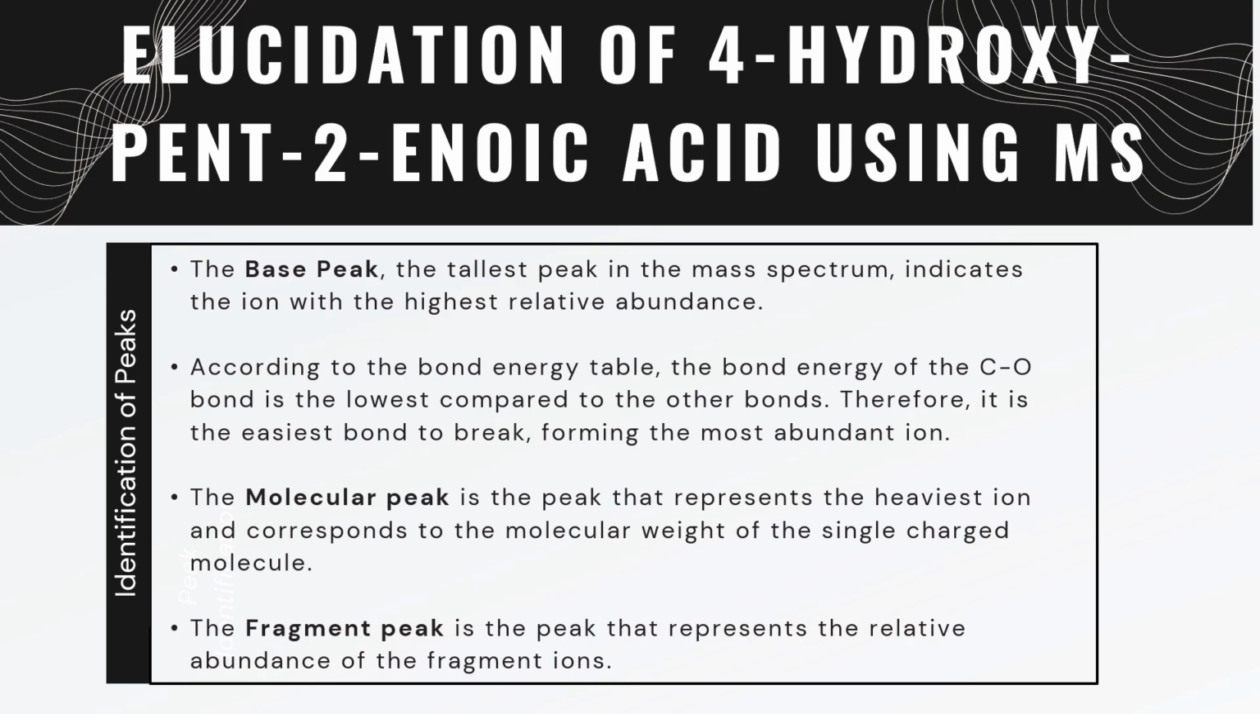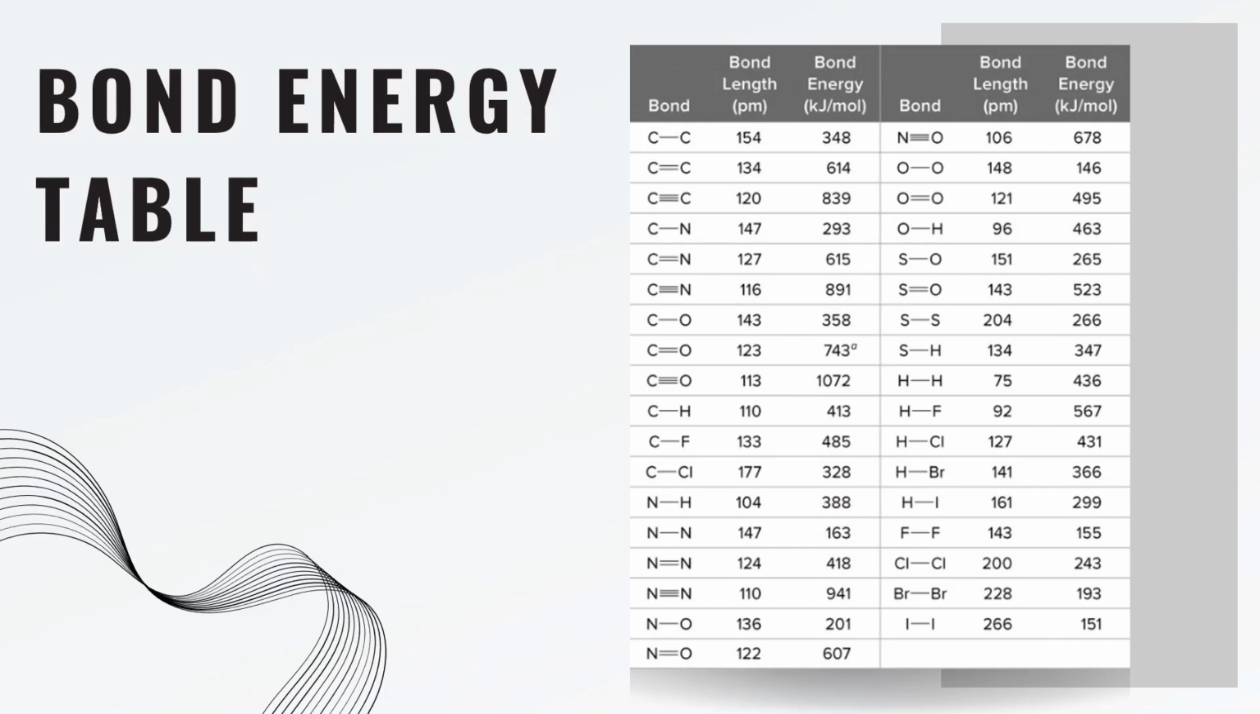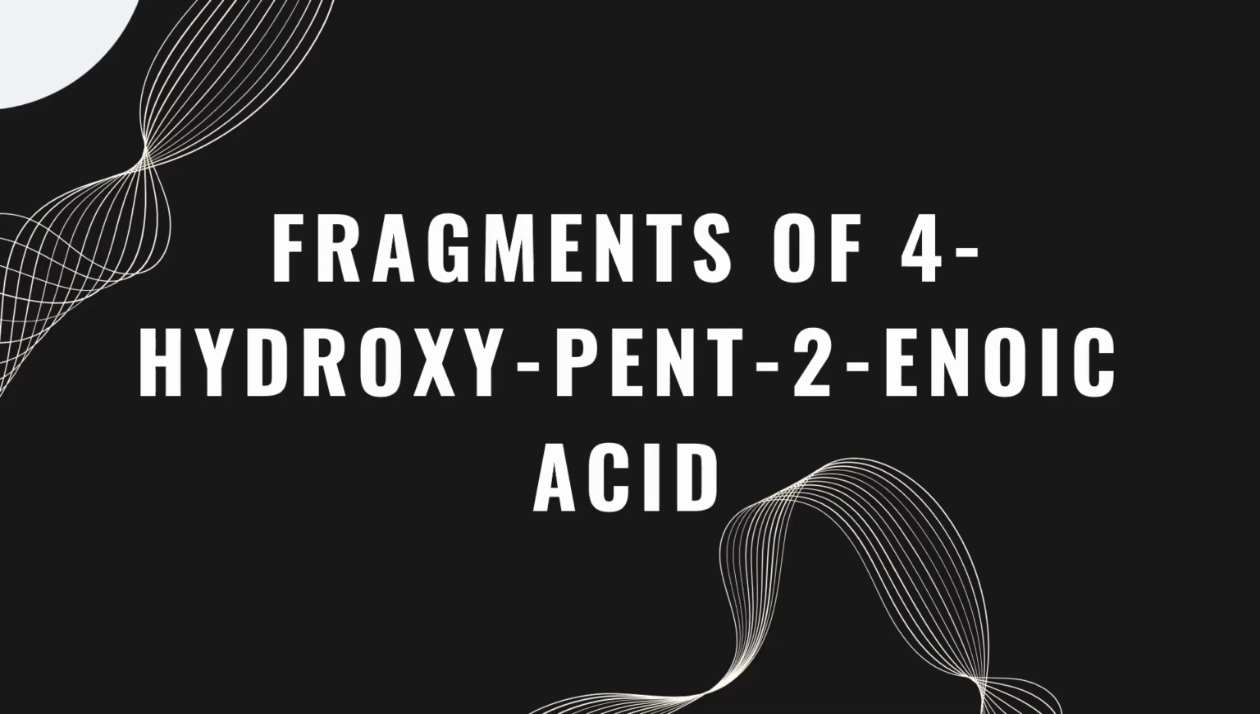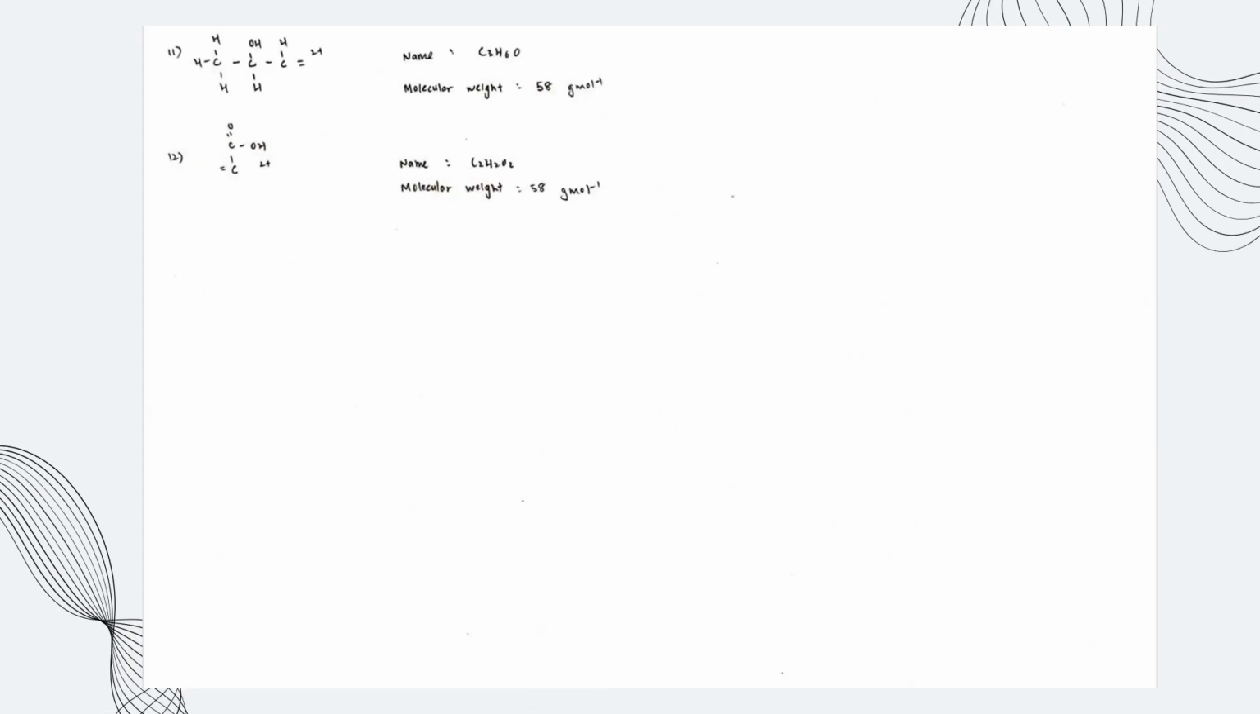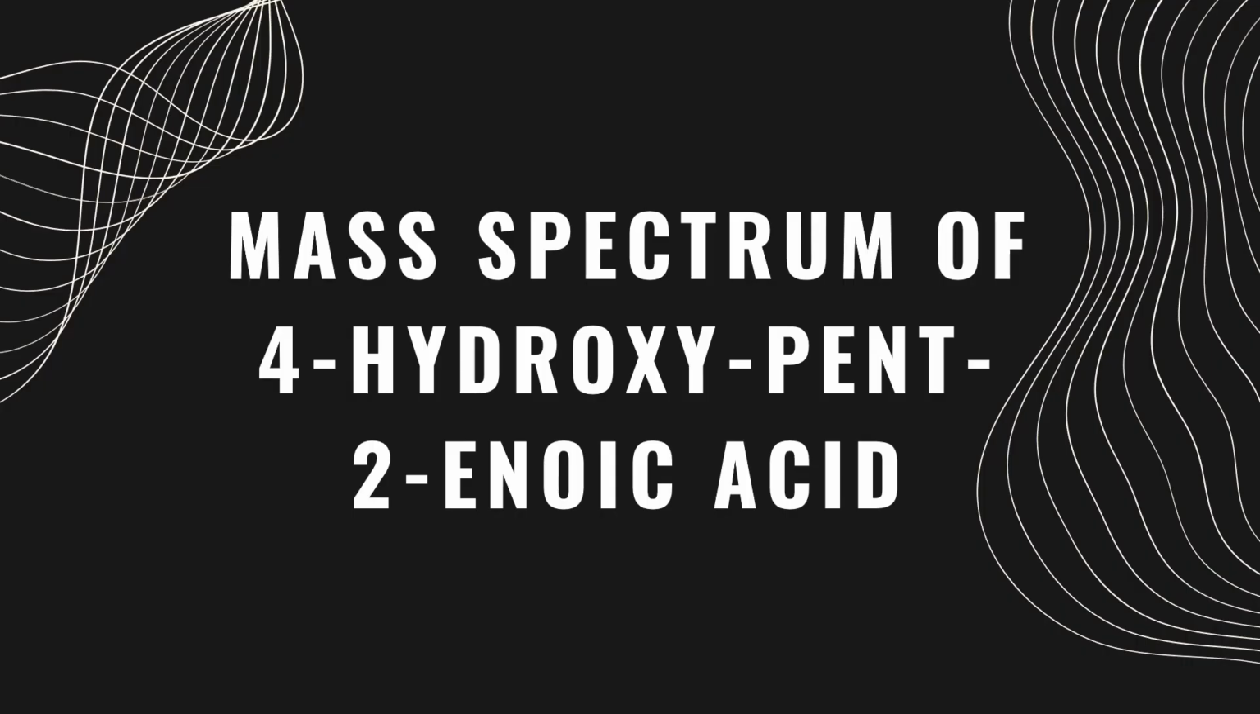Next, the molecular peak is the peak that represents the heaviest ion and corresponds to the molecular weight of the single charged molecule. The fragment peak is the peak that represents the relative abundance of the fragment ions. This is the bond energy table. Here are the possible fragments of 4-hydroxypen-2-enoic acid. Mass spectrum of 4-hydroxypen-2-enoic acid.